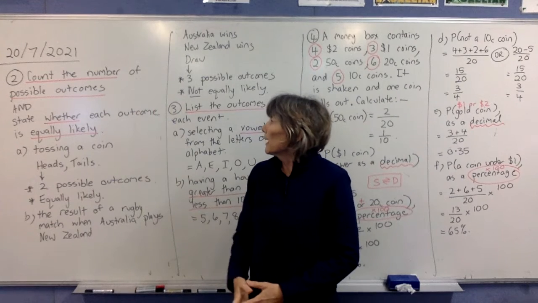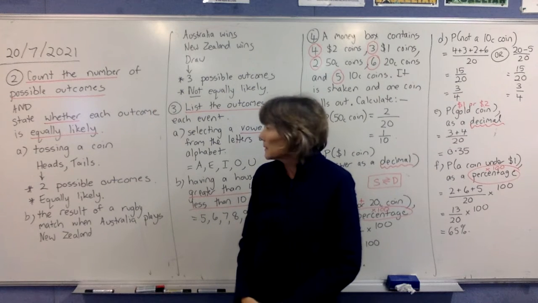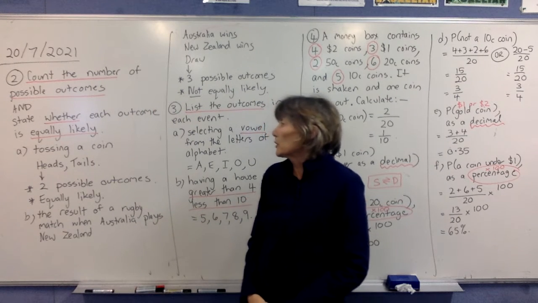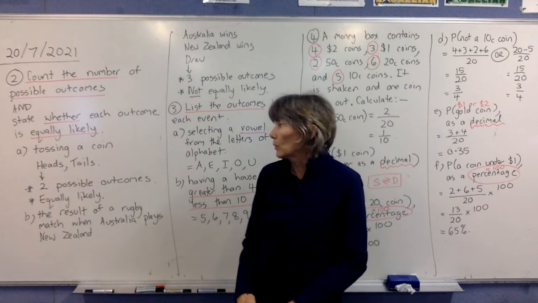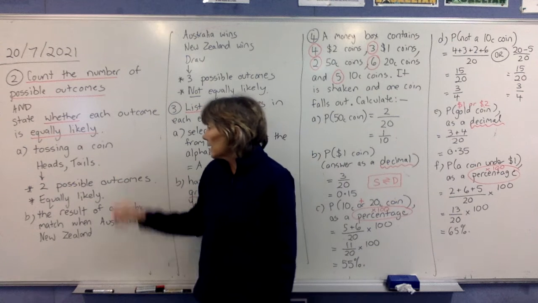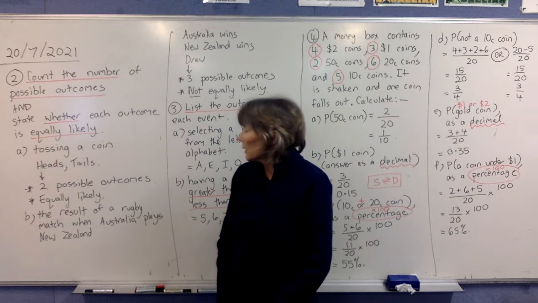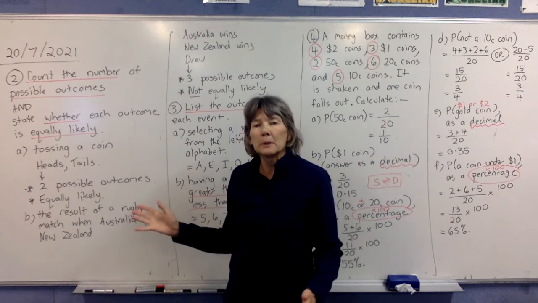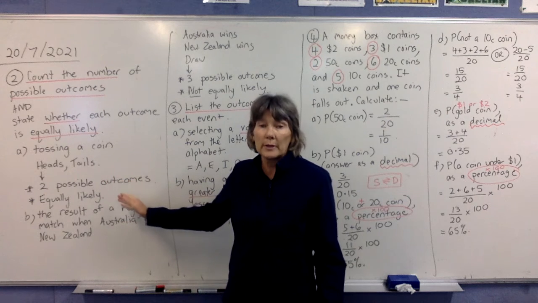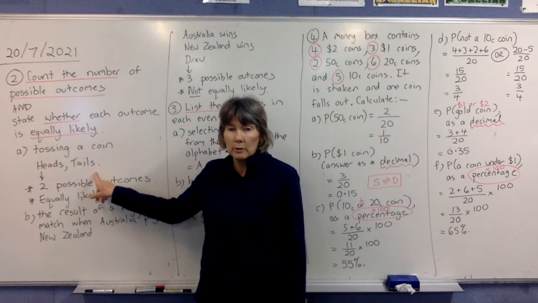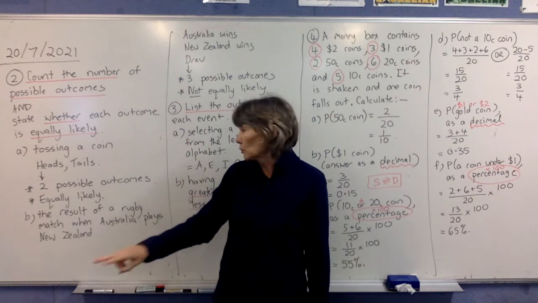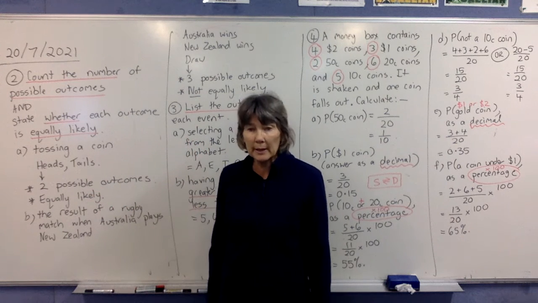So number 2, count the number of possible outcomes and state whether each outcome is equally likely. Make sure you read the whole question. We're looking at tossing a coin. Rather than just count the possible outcomes, I'd like you to write down what those outcomes are first. On a coin you could get heads or tails. Then you can count them, that's 2. So we have 2 possible outcomes.